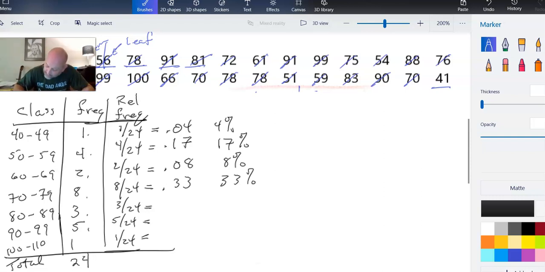3 out of 24. Let's see, that should be 1/8 or 0.125. Let's just double check. Yep, that comes out to 0.125 or 0.13 if we round it, so 13%. 5 out of 24 is 0.21 or 21%. And lastly, we have 1 out of 24, which we've already done, which is 0.04 or 4%.